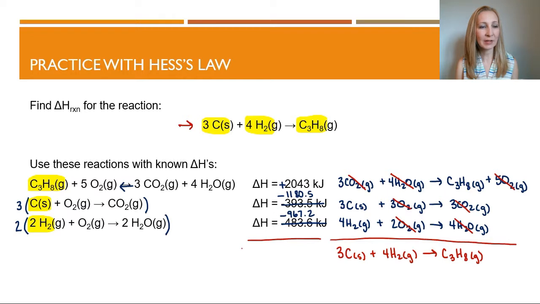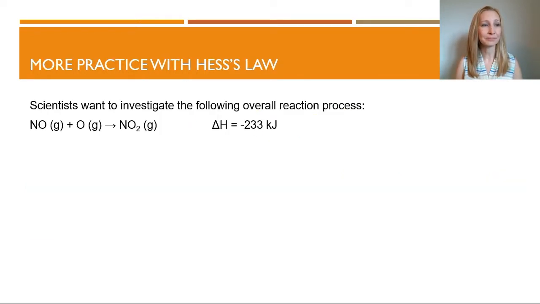Type all this in my calculator. The new delta H for this reaction is negative 104.7 kilojoules. So this is what you do if you can't easily find the enthalpy of a reaction. If you can't measure it using calorimetry, this is one way that you can figure out an unknown reaction.